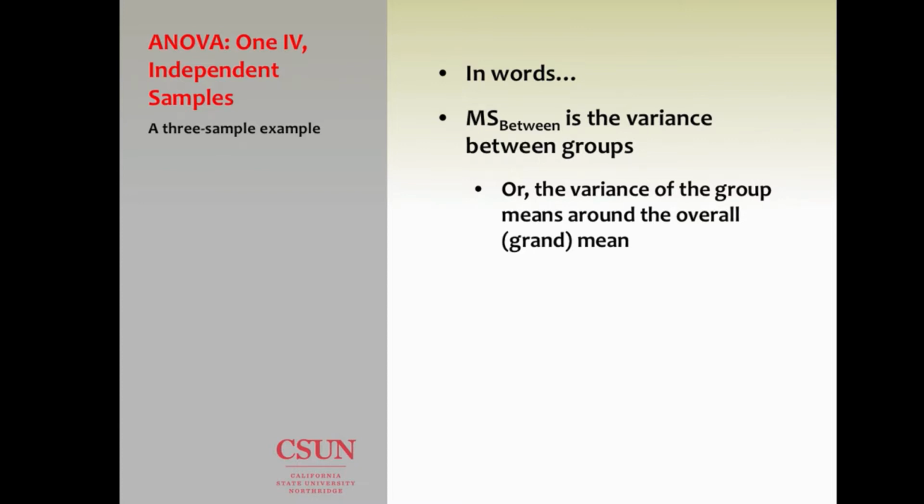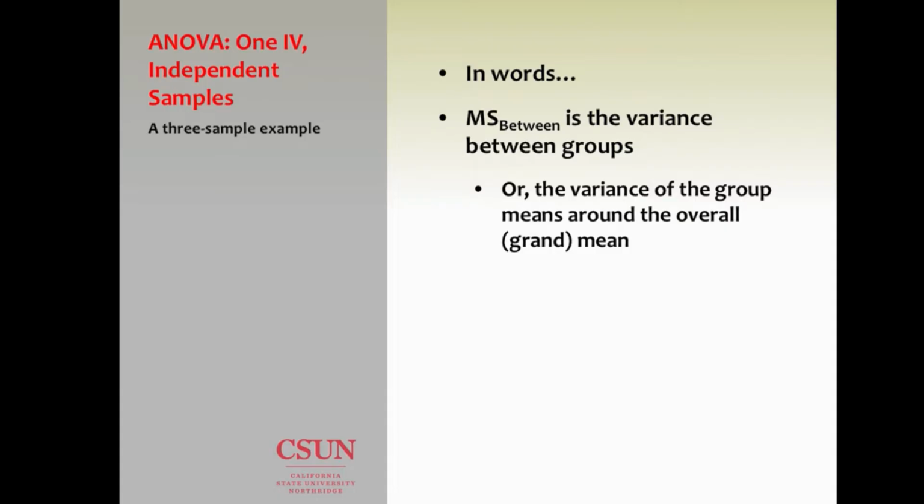So you just have to know what it's the variance of, and then it's the variance of one thing on the top and the variance of the other thing on the bottom of the test statistic fraction, and then you're good. So this is the variance of the group means around the overall or grand mean.